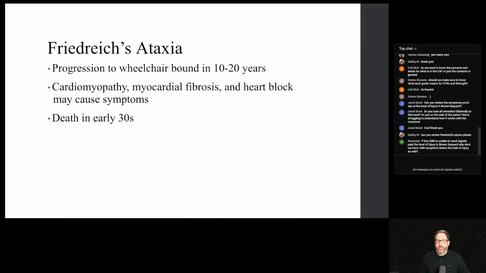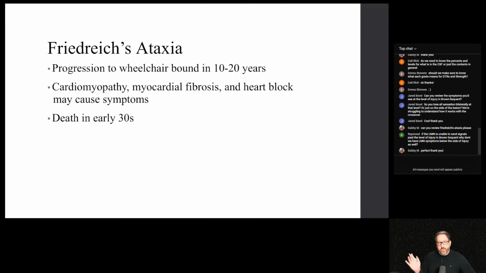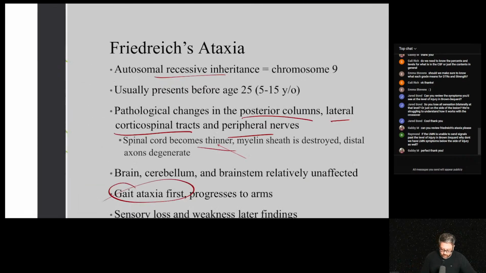So question is, if we have an upper motor neuron unable to send signals past the level of injury, why don't they have a lower motor neuron problem? Because the lower motor neuron is still intact. If you do a reflex, it still may do something. Let me go back.